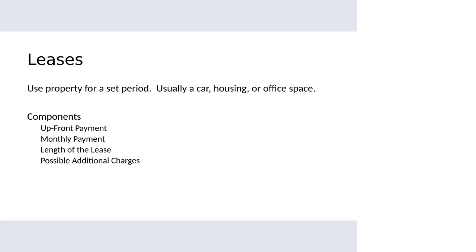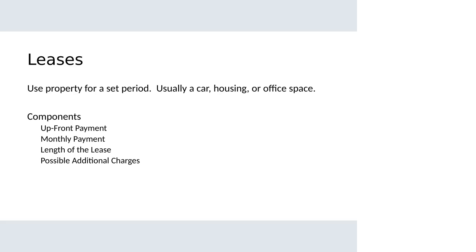The first thing we're going to talk about today are leases. What a lease involves is typically using some sort of property for a set period of time. That could be a car, an apartment, a condo, a house, or an office space, something where you enter into an agreement to make payments so that you can use some form of property over a period of time.